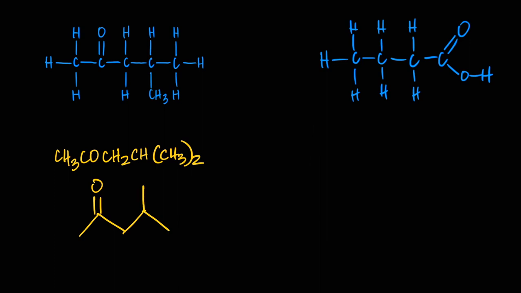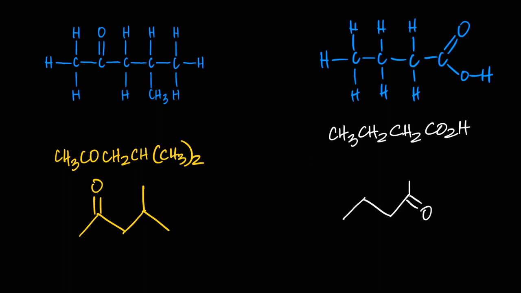Now, the last class of compounds that we look at: carboxylic acids. How do I write them down? This one's pretty straightforward. It's got a CH3, a CH2, a CH2, a COOH. So I say CH3, CH2, CH2, CO2H. Skeletal for this would be 1, 2, 3, 4, and the last one has an O and an OH.